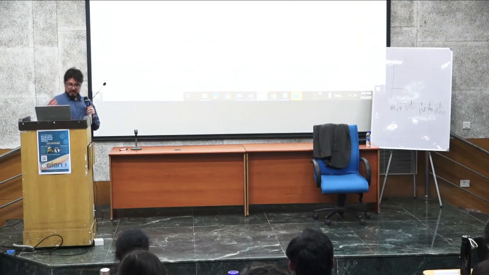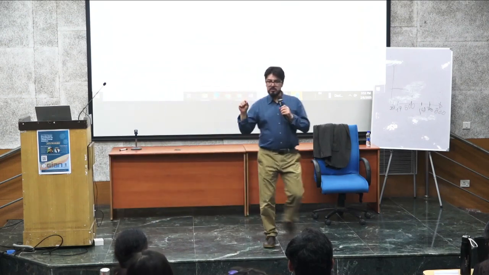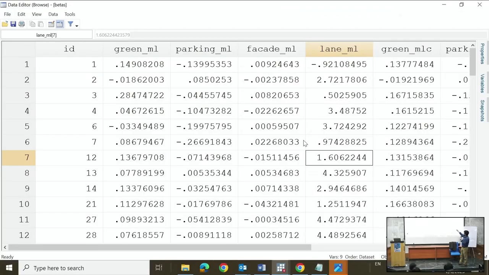So this is what I mean by the betas, right? Once you run the model for every person in the data set, that green ML is the parameter associated with how much you prefer having green that comes from the mixed logit model, or for parking, or for facade, or for lane. And then MLC, green MLC, is the parameter that arises from the model that is the mixed logit with correlation. So I have the two there.